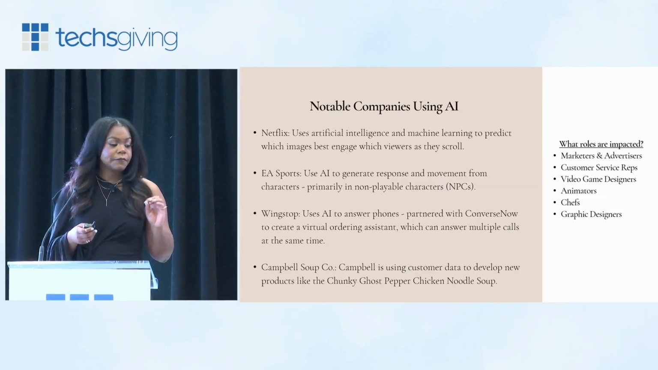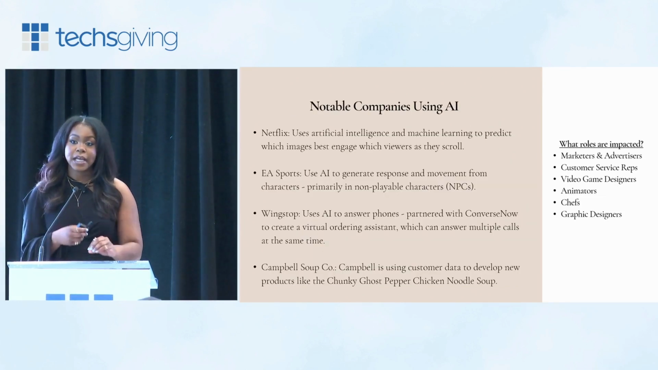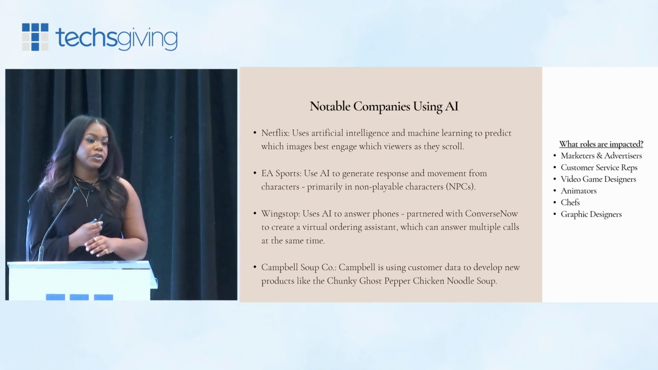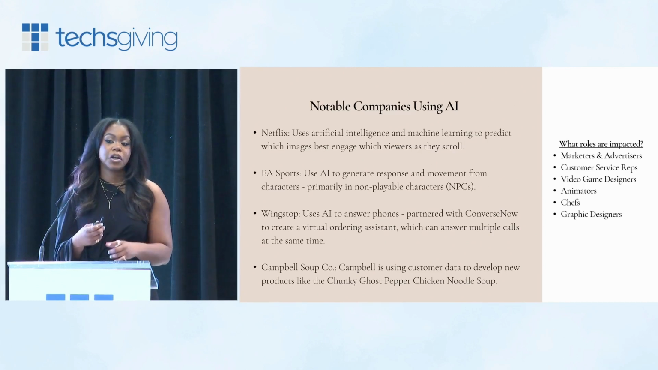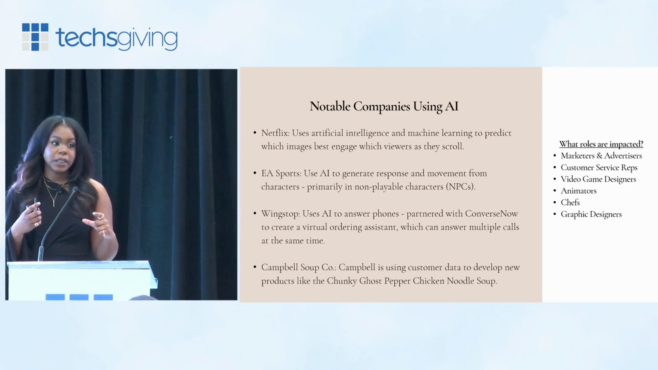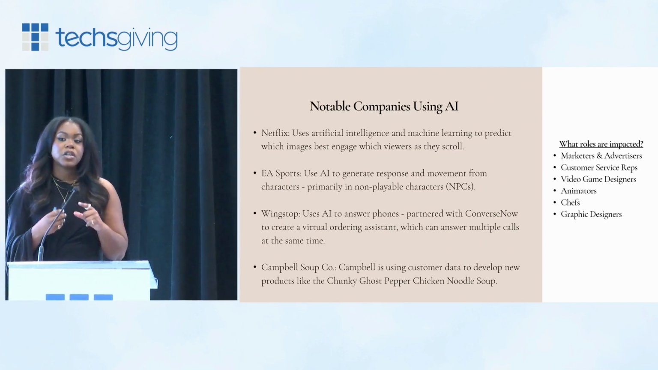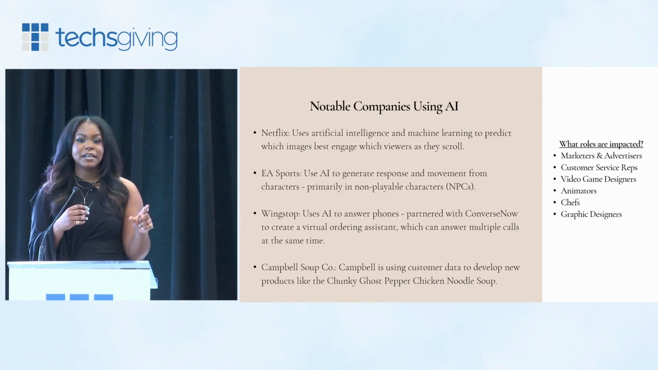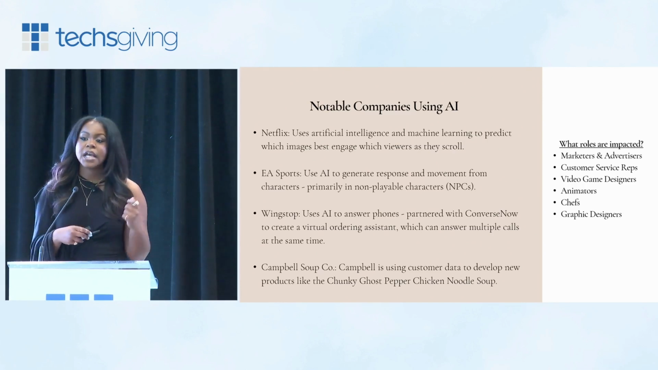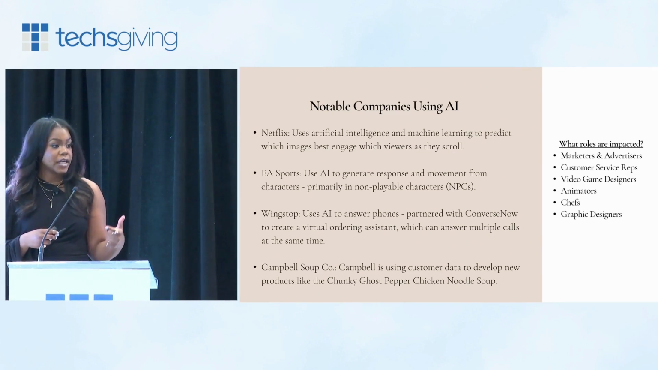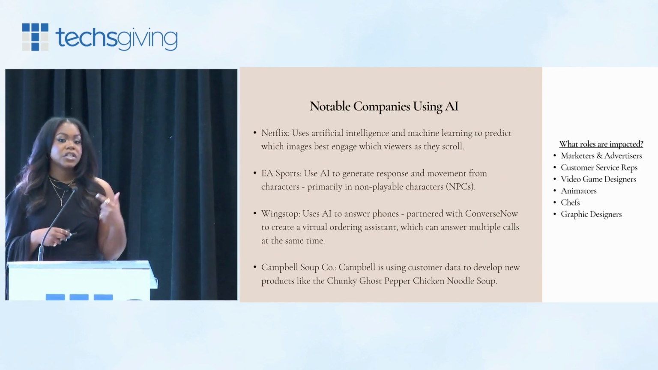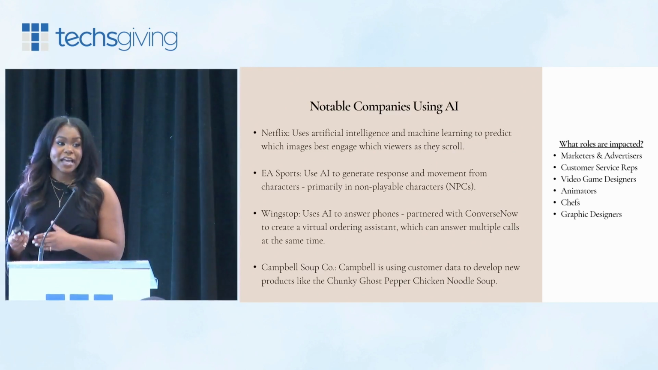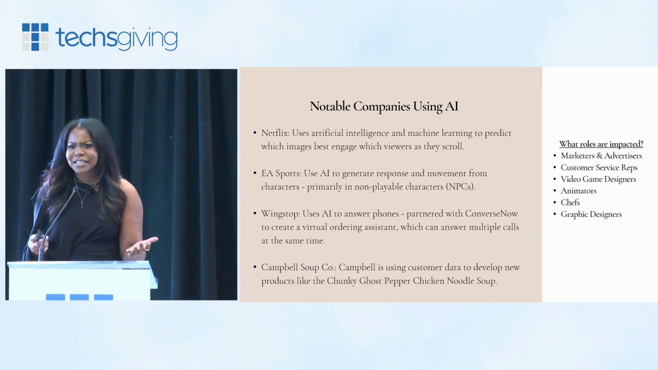So there are a few notable companies that I think is important to represent. Netflix actually uses artificial intelligence and machine learning to generate the images that you see on your screen. If you've ever gone to someone's Netflix profile and seen the same movie but a different image, it's because Netflix analyzes your data and your customer profile to determine what image will be more appealing to you, so you are more likely to click on that image. They do this with ads as well.